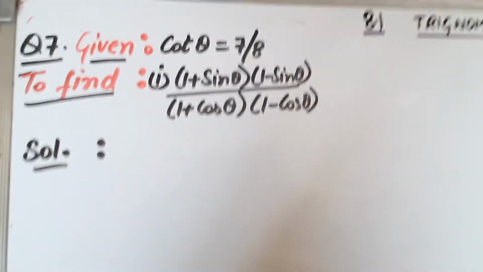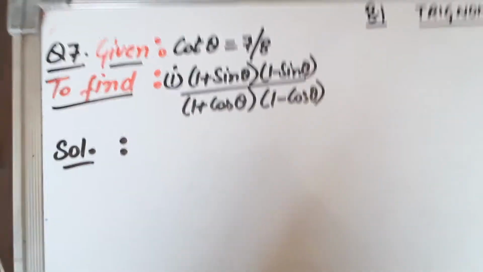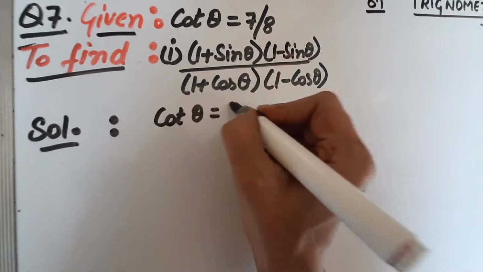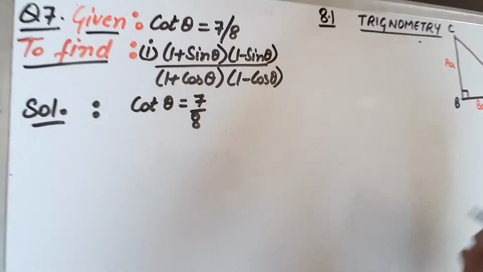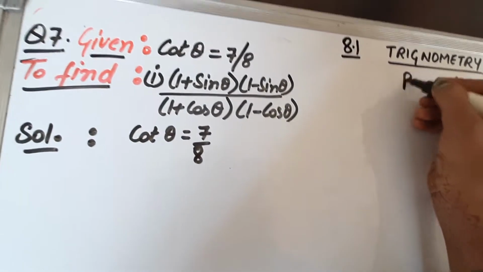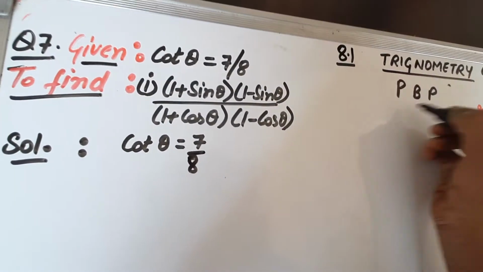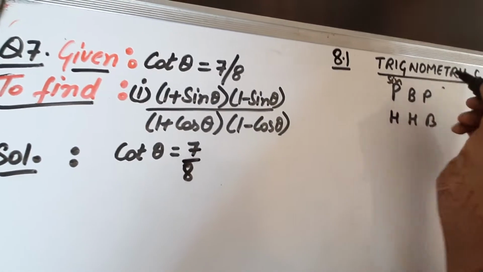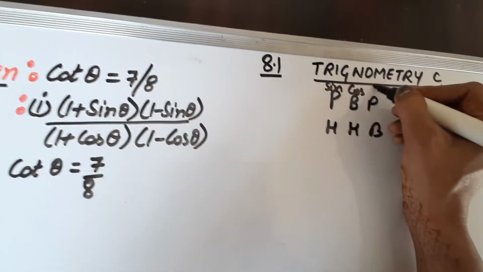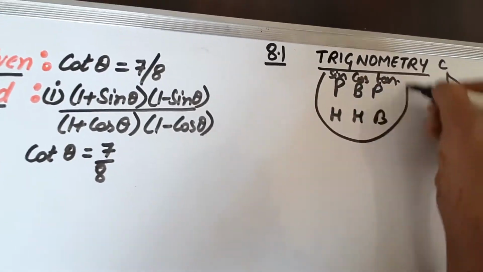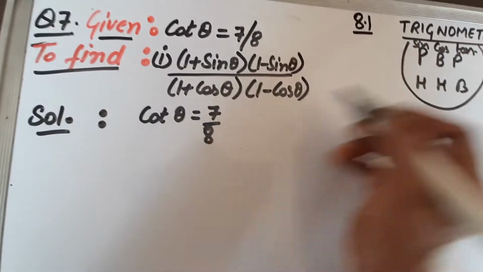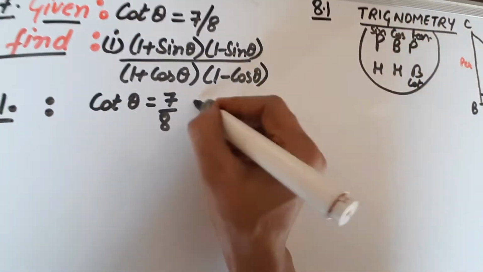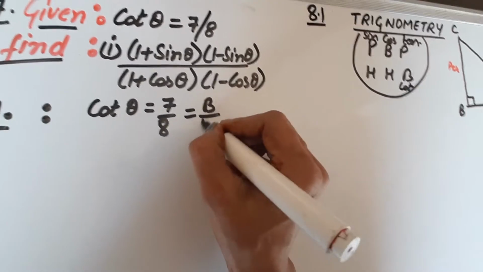What is given to us? We have been given cot theta is equal to 7 by 8. So we will start from here. Cot theta is equal to 7 by 8. So let us see the ratio. Pandit, Badri Prasad, Har Bhole, and Sona Chandi Tole. So we will use this. So for cot we have, cot is reciprocal of tan, so B by P. Base by perpendicular.